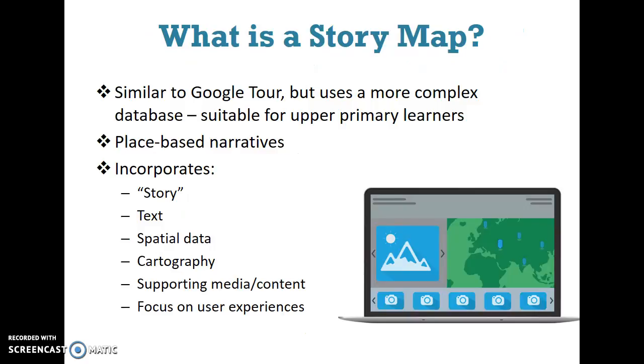So what is a story map? Well, it's very similar to the Google tour that you saw in video 2, but it uses a much more complex database. That's why I say it's probably suitable for upper primary learners. A story map is a place-based narrative. So essentially we have a map, and through exploring that map and looking at the information contained inside it, we can actually tell stories. So a story map includes a story. That can be text, spatial data or geospatial information.